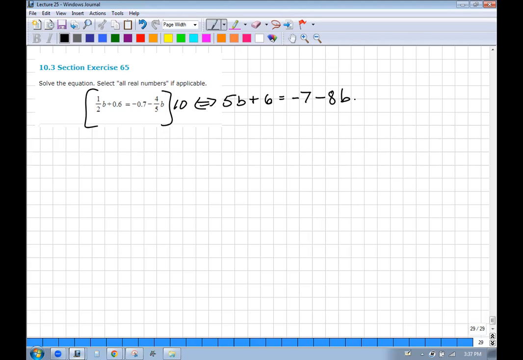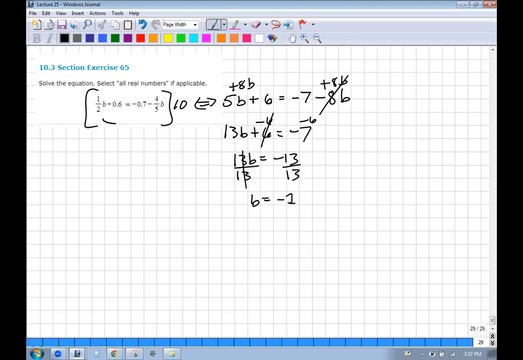Awesome. Okay, now we need to get our b's all together. So let's add 8b to both sides. That gives us 13b plus 6 equals minus 7. We want our b by ourselves, so let's get the 6 out of the way. And now we want the b by itself, so divide both sides by that. You can see that b is -1. Hard to look at this and go, obviously b is -1, but if you plug it in here and plug it in there, you will see that that's what it is, right?